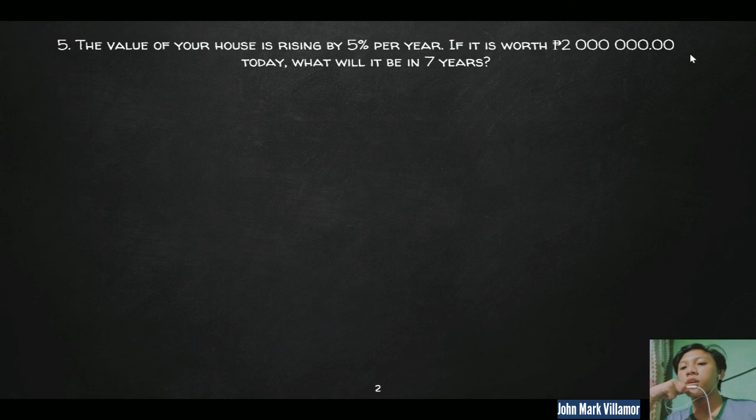Since the worth of the house increases by a fixed percent each year, the worth of the house after 7 years can be modeled by the equation y equals a times the quantity of 1 plus r raised to the power of t, where a is the initial amount, r is the rate of increase expressed in decimal, and t is the time period.